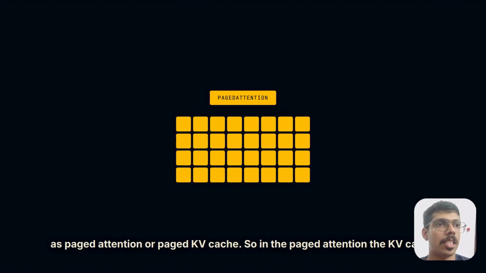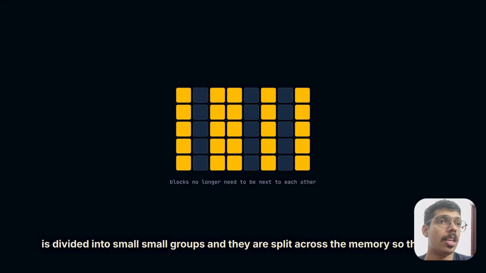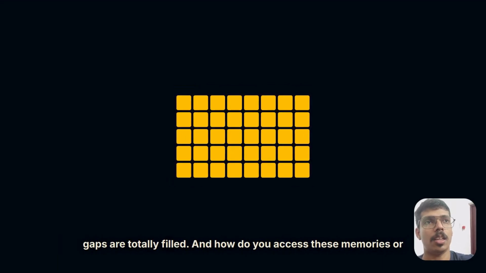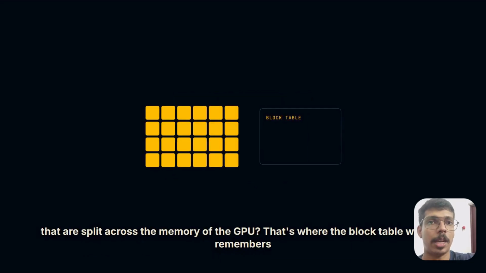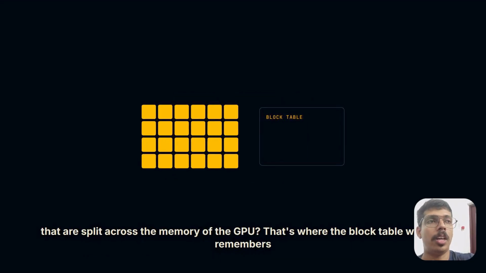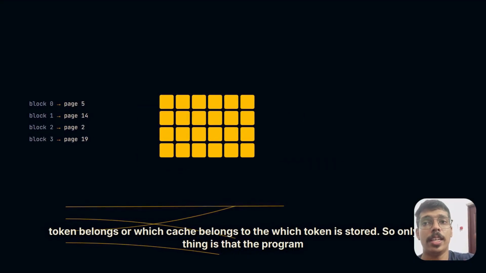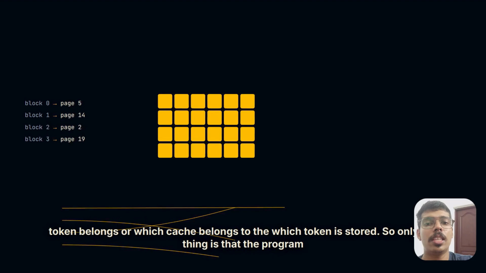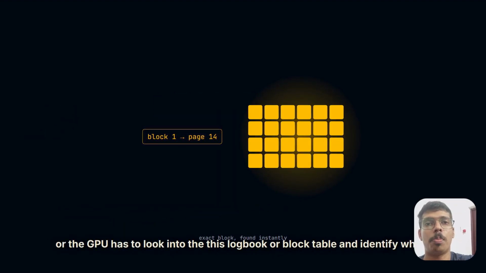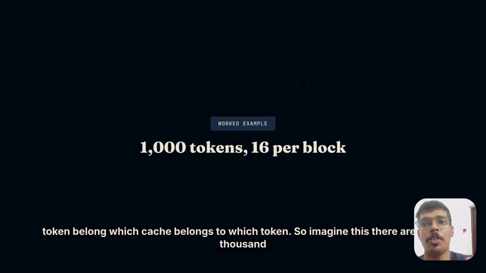In paged attention, the KV cache is divided into small groups that are split across the memory so that the gaps are totally filled. And how do you access these pieces that are split across the memory of the GPU? That's where the block table comes in, which remembers which cache belongs to which token. The GPU only has to look into this logbook, the block table, to identify which cache belongs to which token.